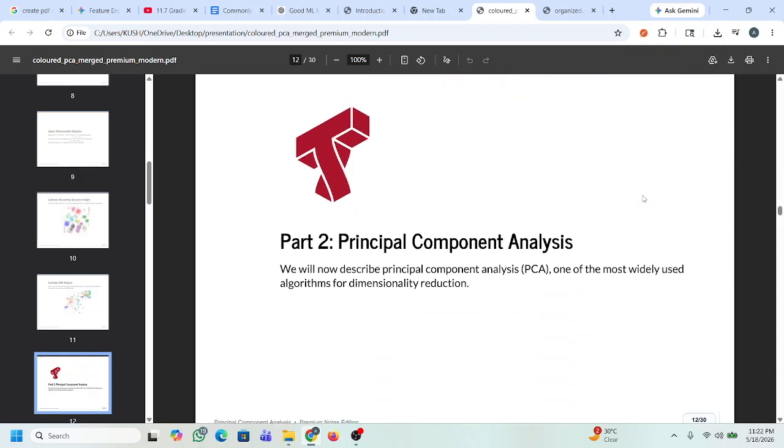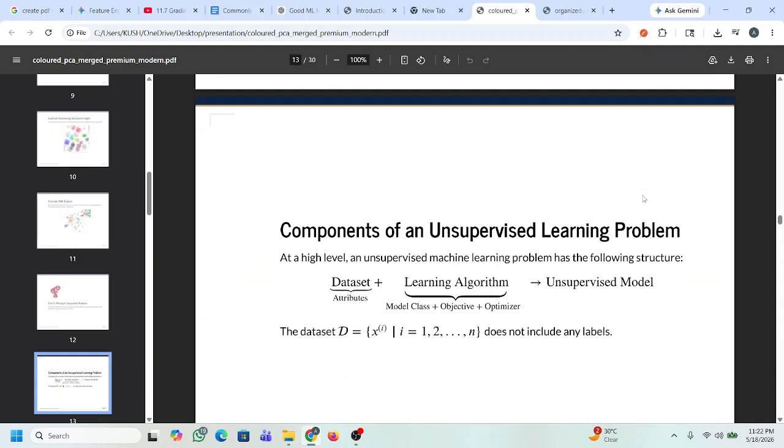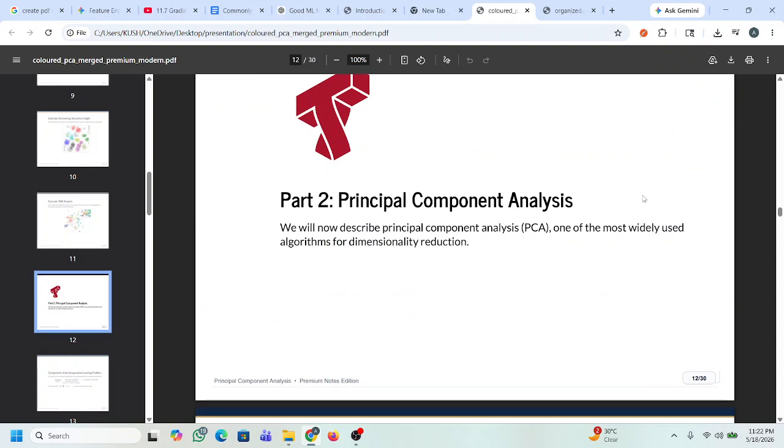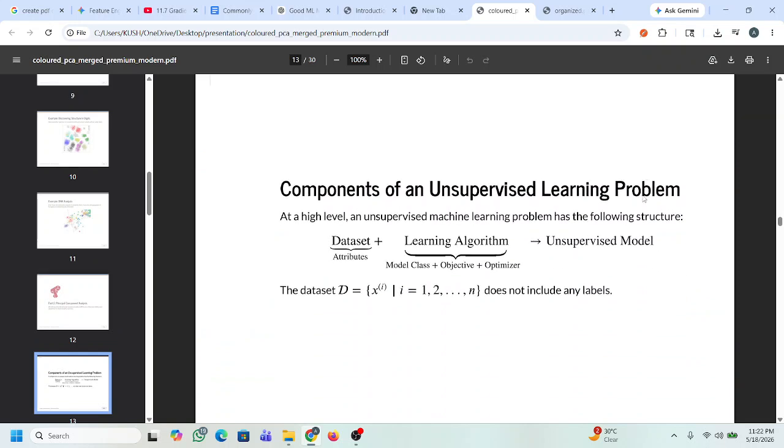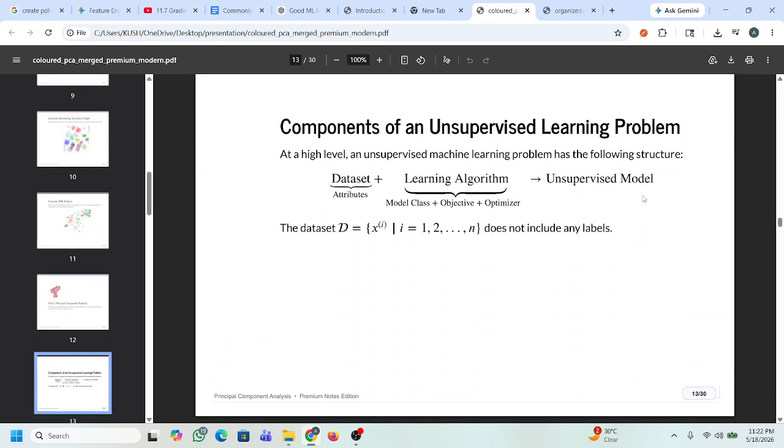Principal component analysis is a dimensionality reduction method in which we project our data to a lower dimension. The components of an unsupervised learning algorithm are: a data set plus a learning algorithm gives an unsupervised model. The learning algorithm may have a model class, which means k-means or PCA, whatever we are going to take. Objective means the loss function we are going to use, and optimizer means the algorithm we use for achieving this objective. It may be gradient descent, right?